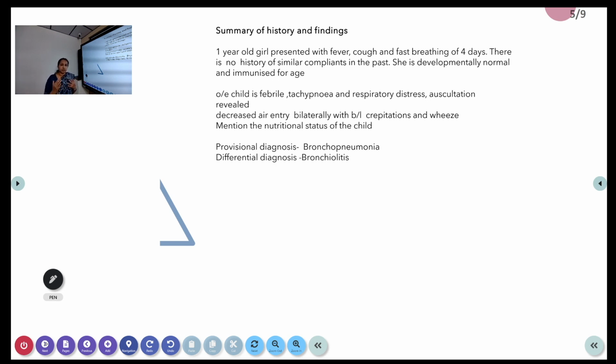In viral pneumonia, it may start as a rhinitis with a low-grade fever, followed by cough and fast breathing. But in bacterial pneumonia, it will be of sudden onset. It may be high-grade fever, then cough, fast breathing and chest retractions. But clinically, it is not that easy to differentiate between viral and bacterial. Still, if you get high-grade fever, then it's more likely to be a bacterial pneumonia.